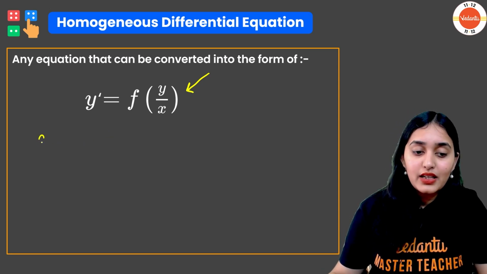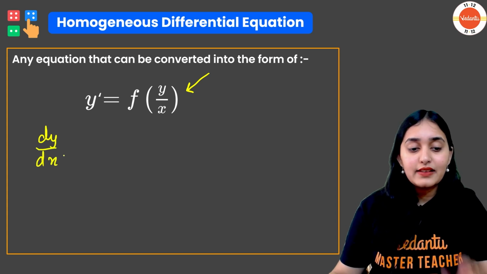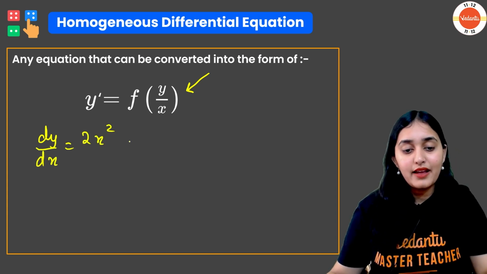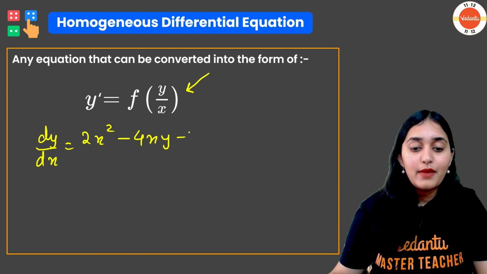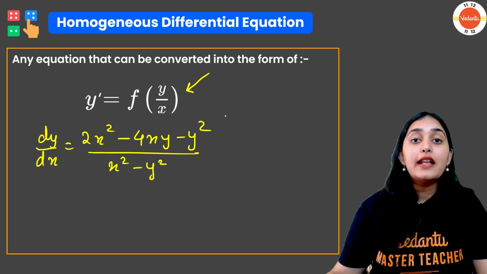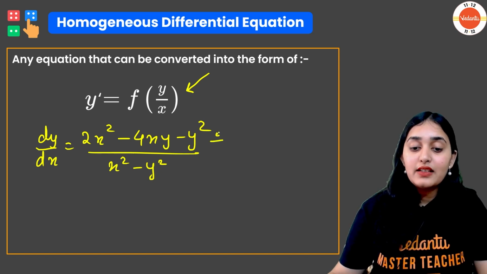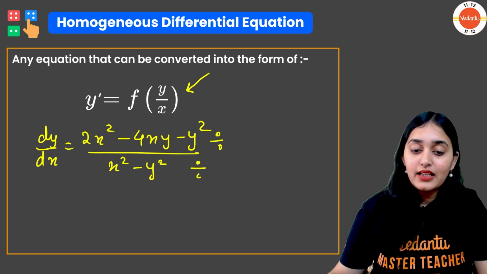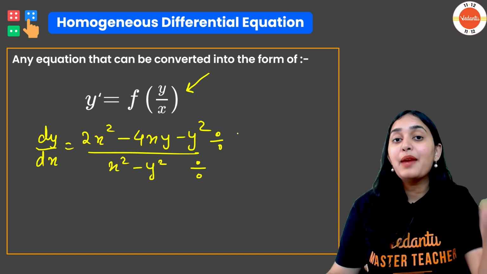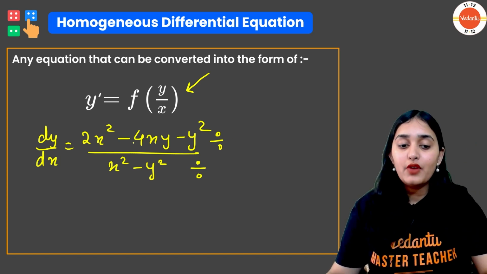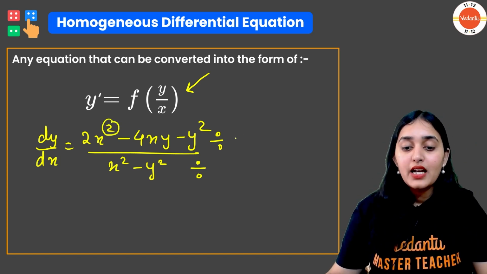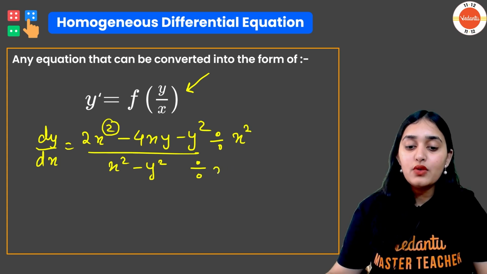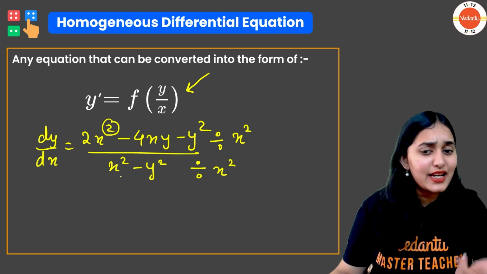Suppose my equation is dy by dx is equal to (2x square minus 4xy minus y square) upon (x square minus y square). Now what you will do is just divide the numerator and the denominator with the same power of x. For example, if the power is 2, just divide it by x to the power 2. Divide and check, what will you get?